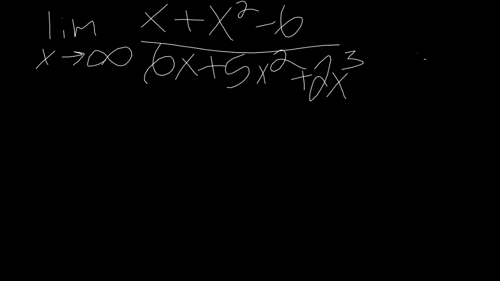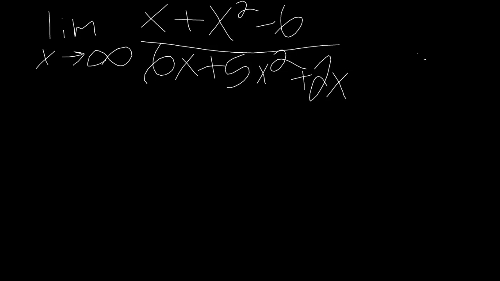Okay, so in this example, we have x plus x squared minus 6 over 6x plus 5x squared plus 2x cubed. From just looking at this, we can quickly see that the denominator has the highest leading power, and therefore it is bottom heavy. And because it's bottom heavy, it will equal 0. By quickly looking at the leading exponents, we can tell if it's going to be positive or negative infinity, or 0, or the ratio between the numerator and denominator.